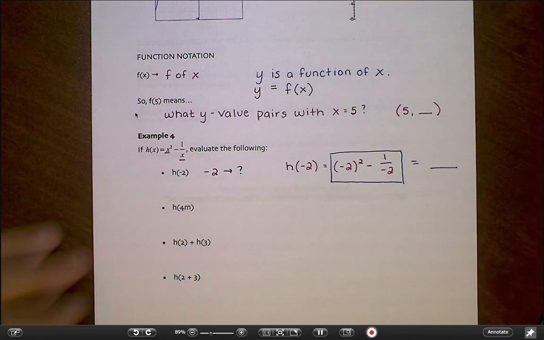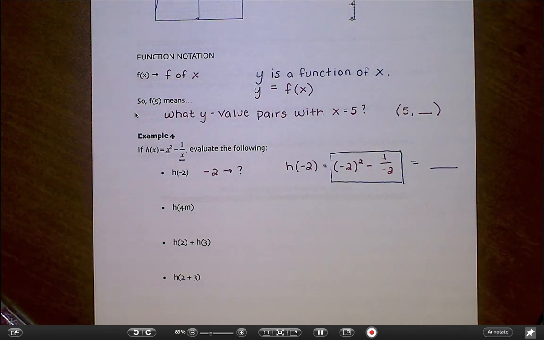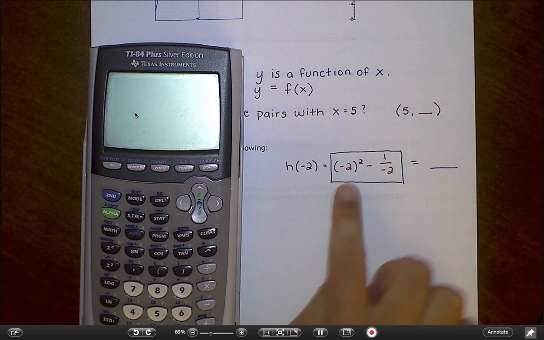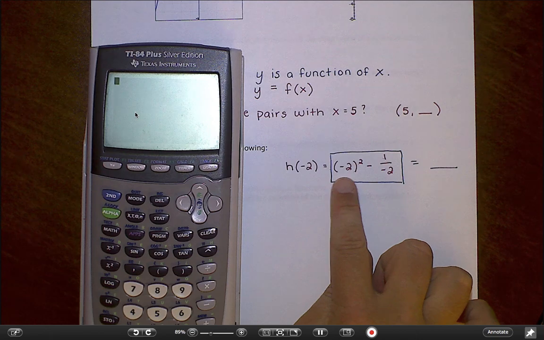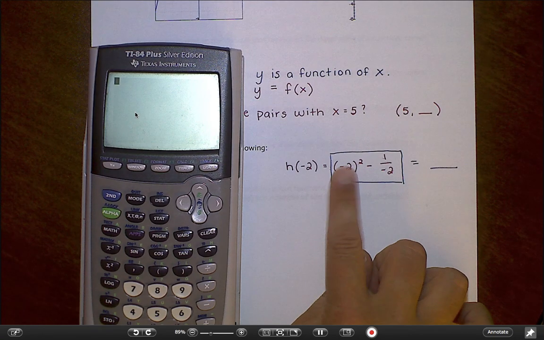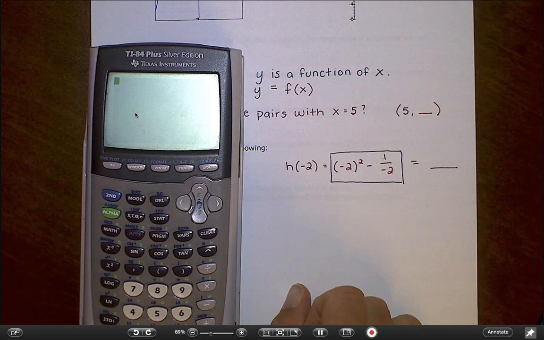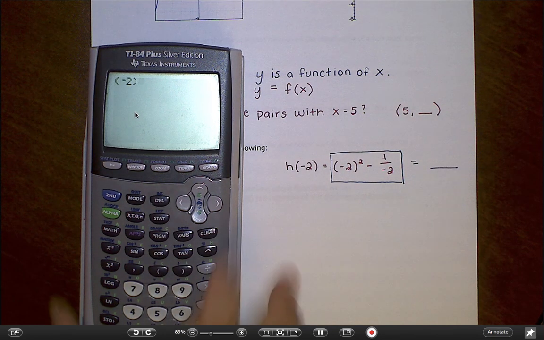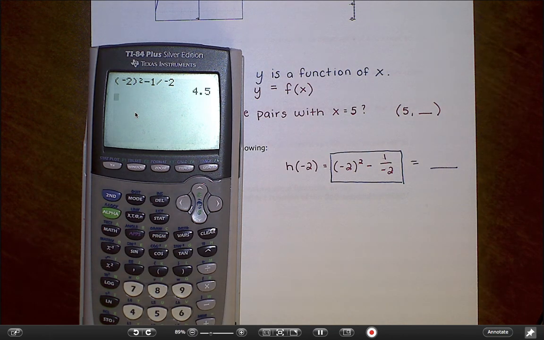Okay, let's talk about how to put this one in your calculator, because this is a good review of some calculator skills here. First of all, I'm squaring a negative number, and you'll notice that I wrote it in parentheses. I really think it's in your best interest to just get used to always putting negative numbers in parentheses, especially when you're raising them to powers. But here it's going to be extra important. In your calculator, you must put that negative 2 in parentheses before you square it. Otherwise, you will get the wrong answer. Okay? And then minus 1 divided by negative 2, and I end up with 4.5.